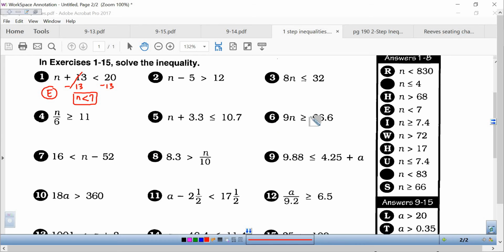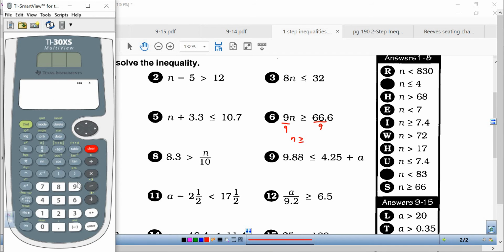All right. How about we take a look at one where it has a different operation? How about multiplication? 9 times n is greater than or equal to 66.6. The inverse of multiplying is dividing. So I'm going to go ahead and divide both sides by 9. And I'm going to get n is greater than or equal to 66.6 divided by 9.